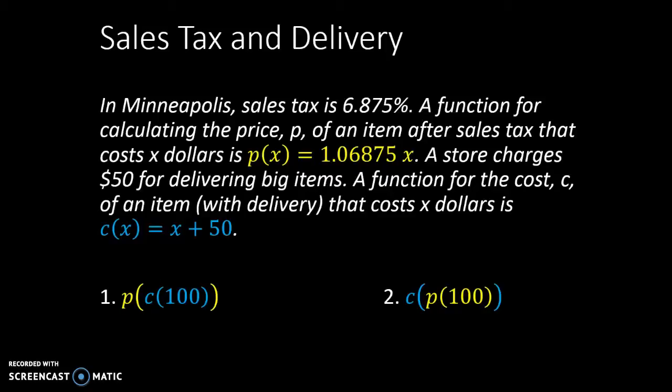A store charges $50 for delivering big items. A function for the cost of an item with delivery that costs X dollars is C(x) = X plus 50.